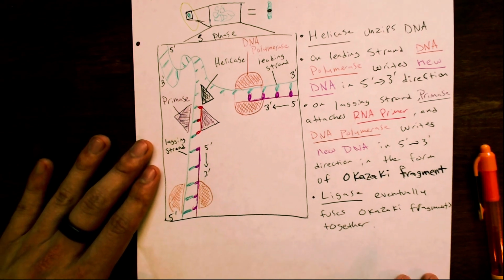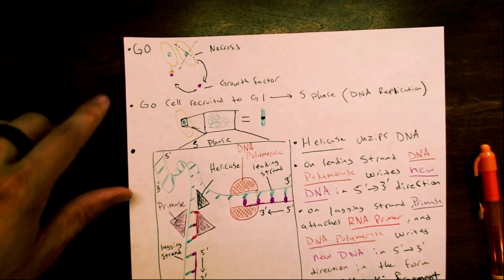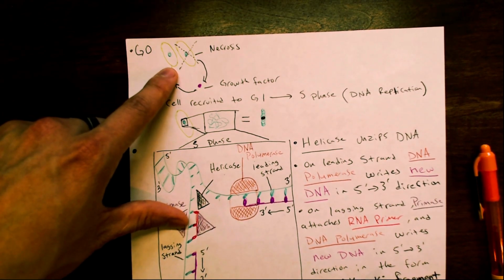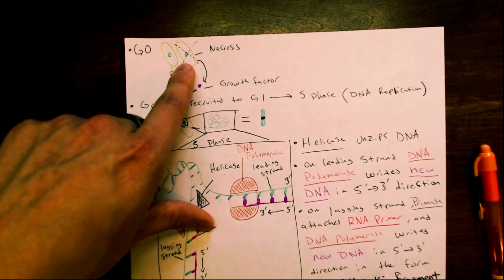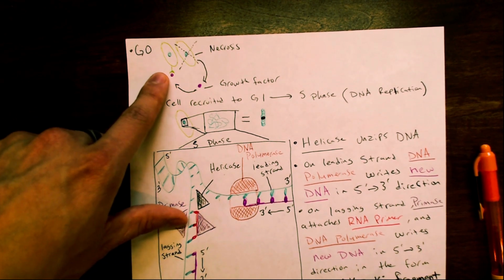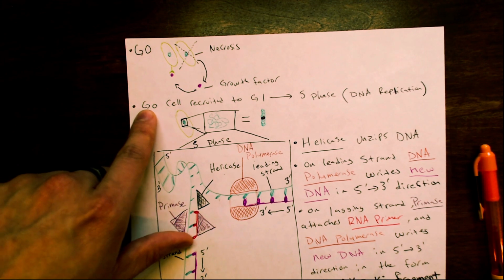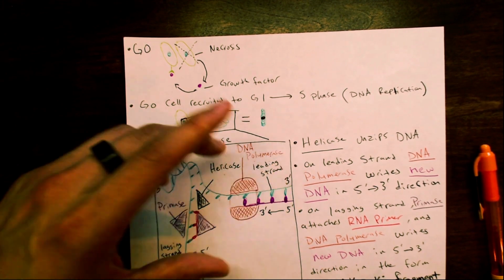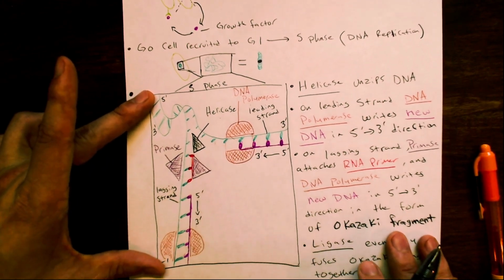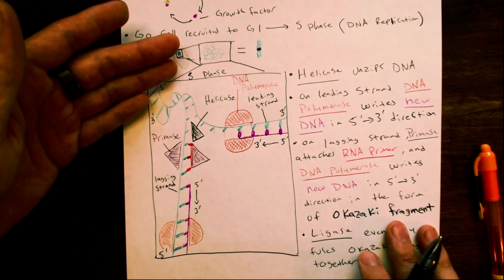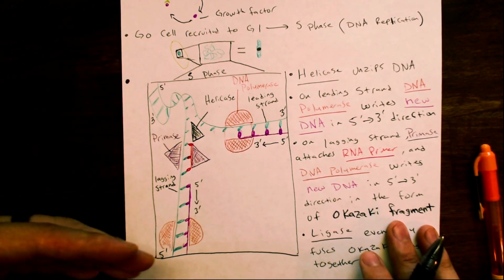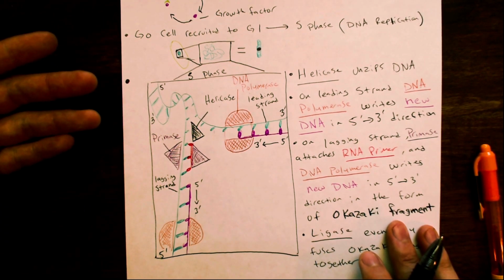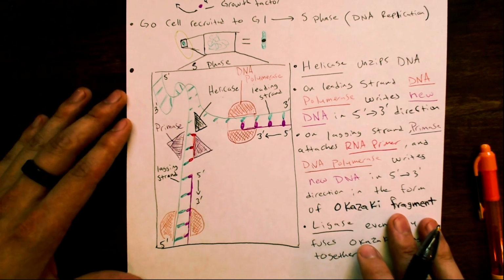Okay. So we had a cell in G0, cell next to it died, released growth factor, bound to that cell, was recruited into G1, then transitioned to S phase. This happened to one of the chromosomes. We can assume that this is happening to all of the other chromosomes. It's duplicating all of its DNA.